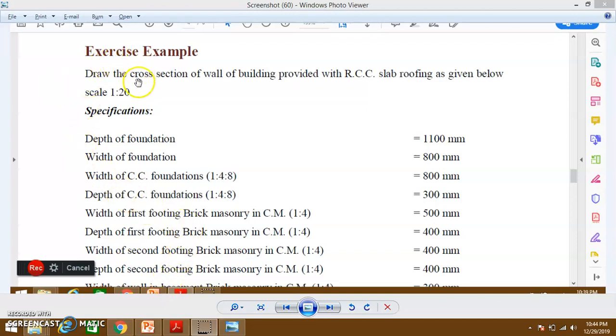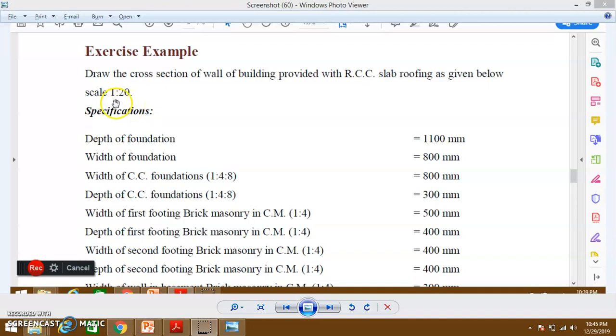Now, I would like to explain one example, an Excel example, rather a cross-section for a building provided with an RCC slab roofing, given below at scale 1 is to 20. We already discussed scales like 1 is to 80 and 1 is to 100 in the last video. This scale is very helpful to draw in our sheets.